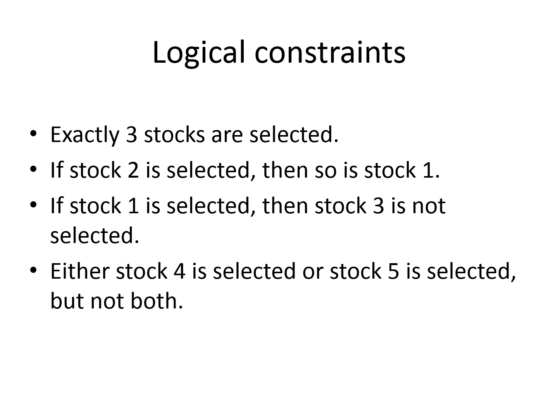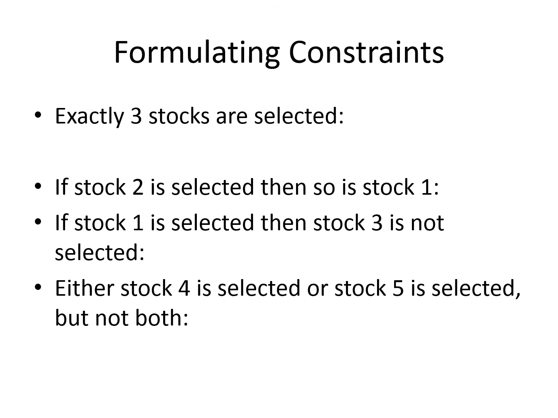Exactly 3 stocks are selected, so we need to select exactly 3 stocks. How do we do that? If stock 2 is selected, then so is stock 1, so that's a dependency relationship. If stock 1 is selected, then stock 3 is not selected. That's mutual exclusion. And either stock 4 is selected or stock 5 is selected, an either-or. So x1 plus x2 plus up to x6 equals exactly 3.